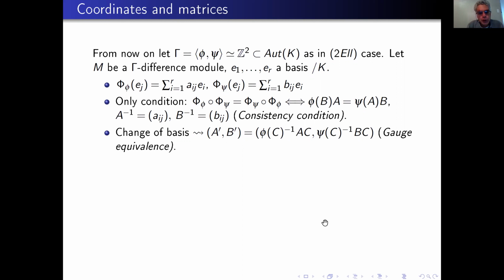And what happens if you change the basis? Instead of having a matrix C that conjugates A and B to A prime and B prime, the transition matrix, as we teach in linear algebra, you have a matrix C that changes the basis, which gives you a new basis by what's called twisted conjugation or gauge equivalence in this language of difference equations. So this is all there.